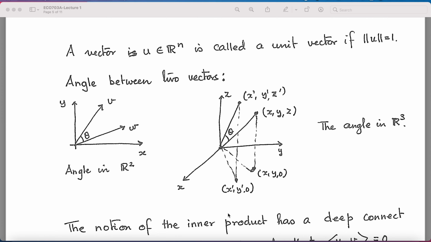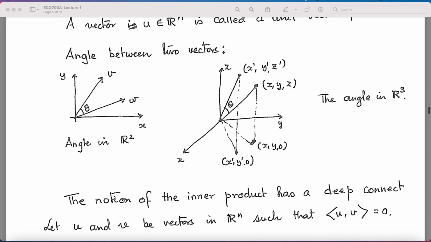So, starting with what we have spoken about, the inner product between two vectors. Here we are going to talk about the angle between two vectors. As you will see very beautifully, the notion of angle between two vectors is linked with the notion of inner product. Let us see how we can start looking at this issue.